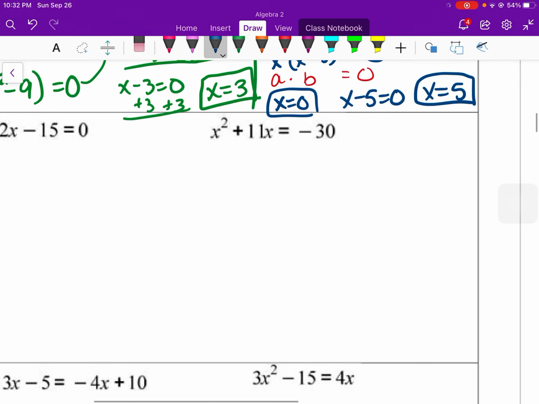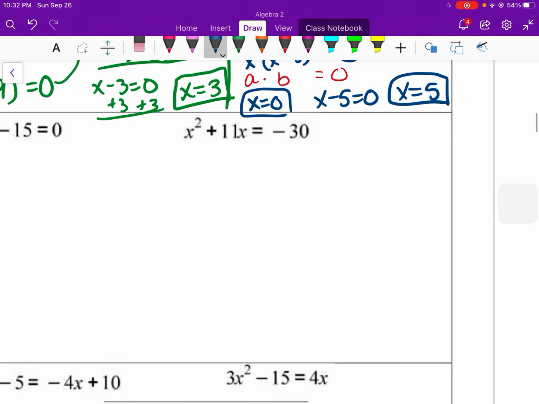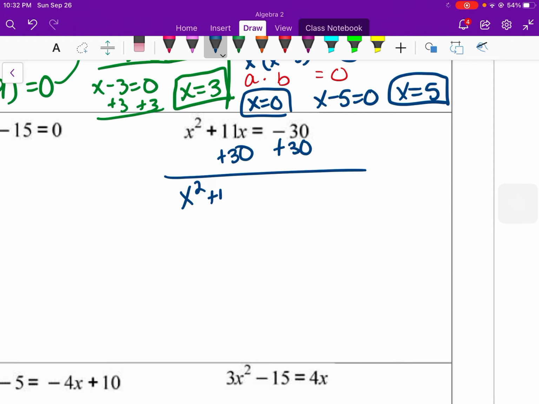All right, I'm going to do the second example on this one. So in order to use the zero product property, your equation has to start out equal to 0. So the first thing I'll need to do in this example is move the 30 over. Now these are all unlike terms, so I'm just going to tack the 30 onto the end.